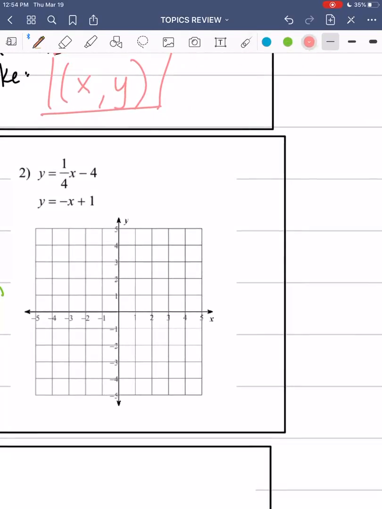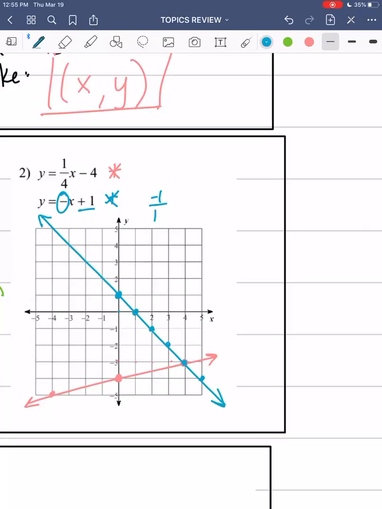Here we go. So y equals 1/4 x minus 4. It's already in y equals mx plus b. So we have minus 4 as the y-intercept. And then we have a slope of 1/4, so that's rise 1, run 4. 1, 2, 3, 4. So there's my line. Second one, y equals negative x plus 1. So the y-intercept is plus 1. And then we have a slope. It's just a negative sign in front of x. That means negative 1 over 1. So we're going to rise negative 1, that means go down 1, run 1. Down 1, over 1. So it looks just like this.